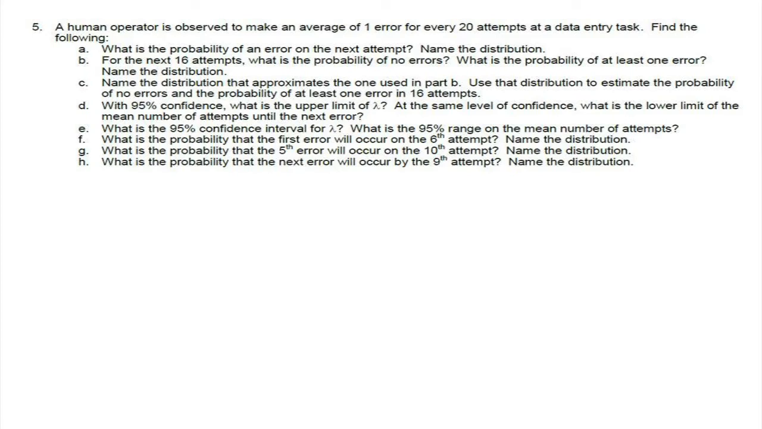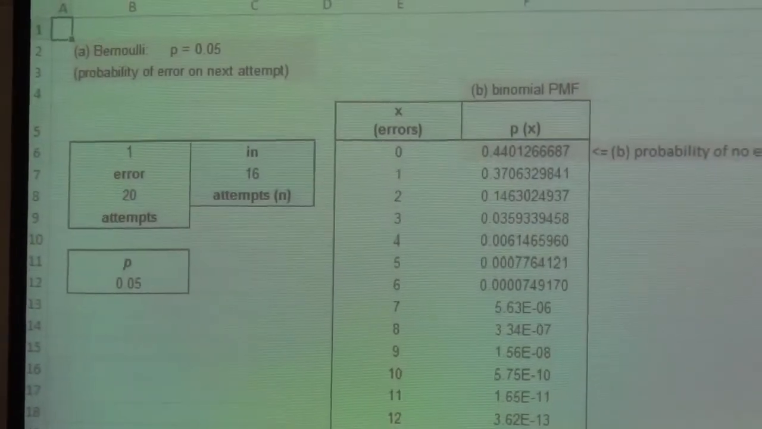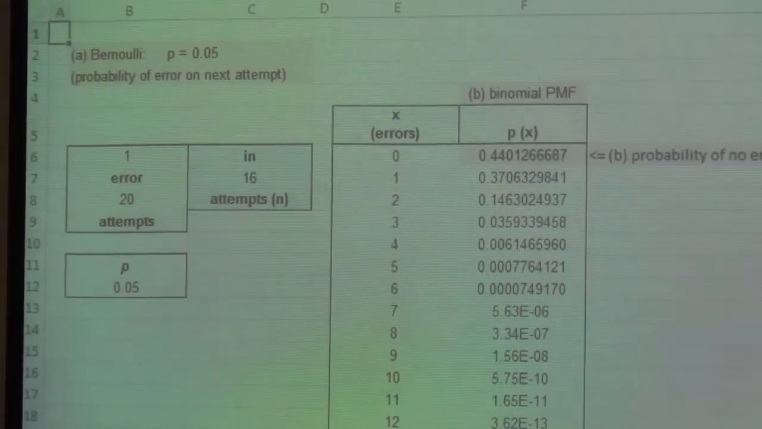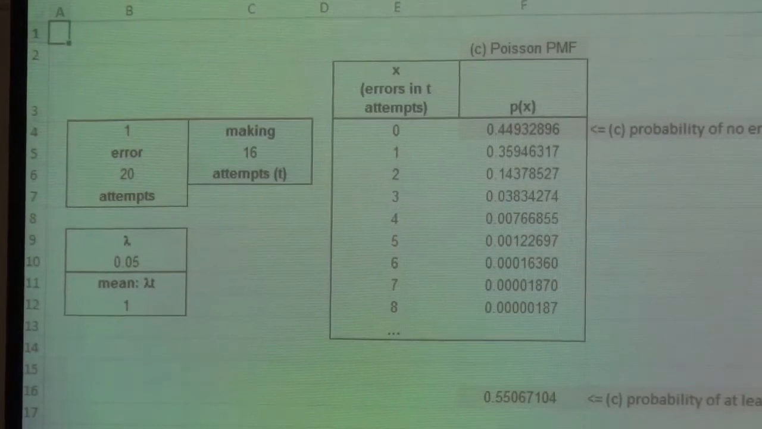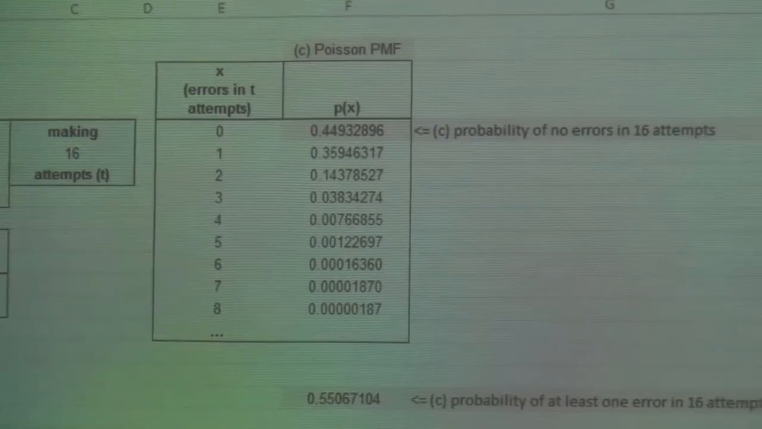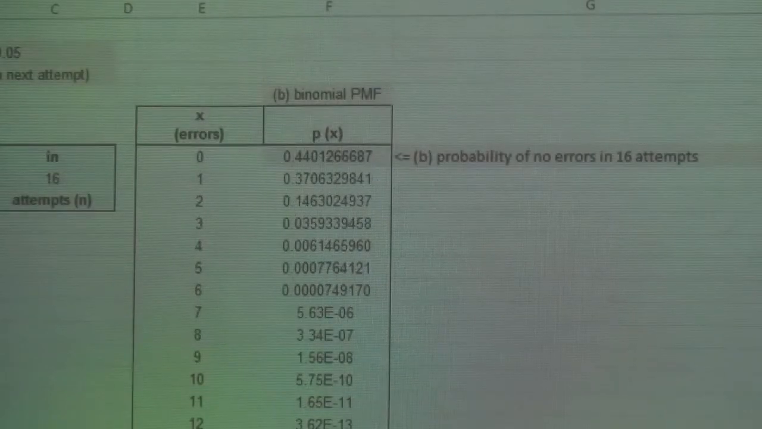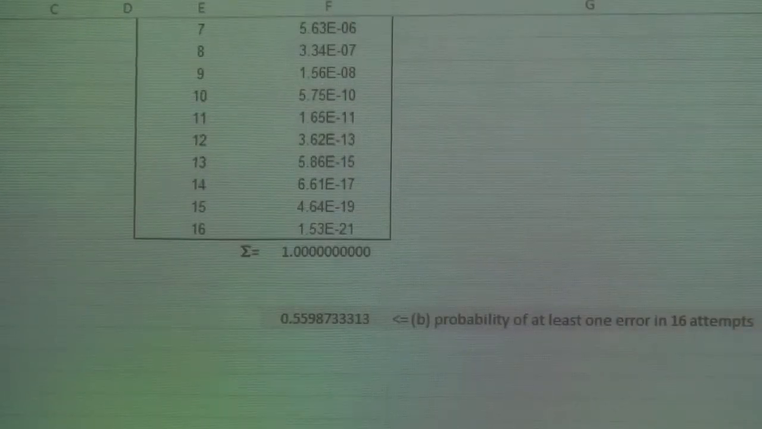We used Poisson, and those are very similar to each other. The results are very similar because it's an approximation. The Bernoulli probability of 0 is 0.4401, and the Poisson probability of 0 is 0.4493. We're all the way up to the thousandth place before it is different. Pretty good approximation. And then likewise, the probability of at least 1 error comes out very, very similar, 0.5506, and this comes out to 0.5598.